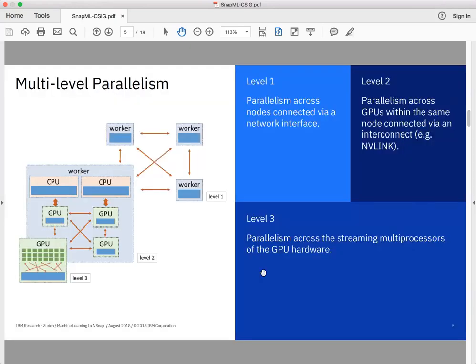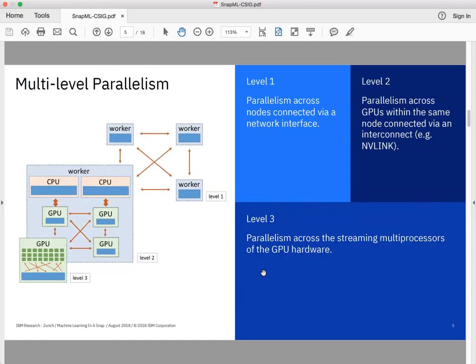So the architecture looks like this. How we get very fast training is by exploiting parallelism in modern heterogeneous computing infrastructures. And we do that by considering three different levels of parallelism. In the first level, we consider a cluster of machines. That is a number of worker nodes. These may be servers, they may be workstations, but they communicate with each other over some network interface.